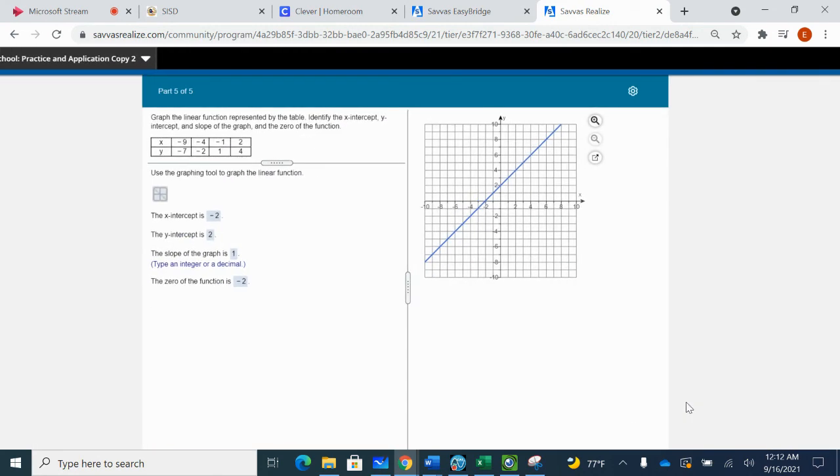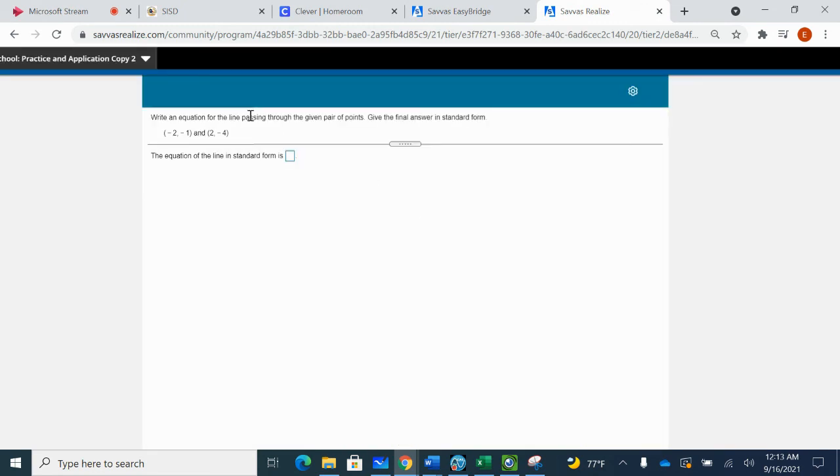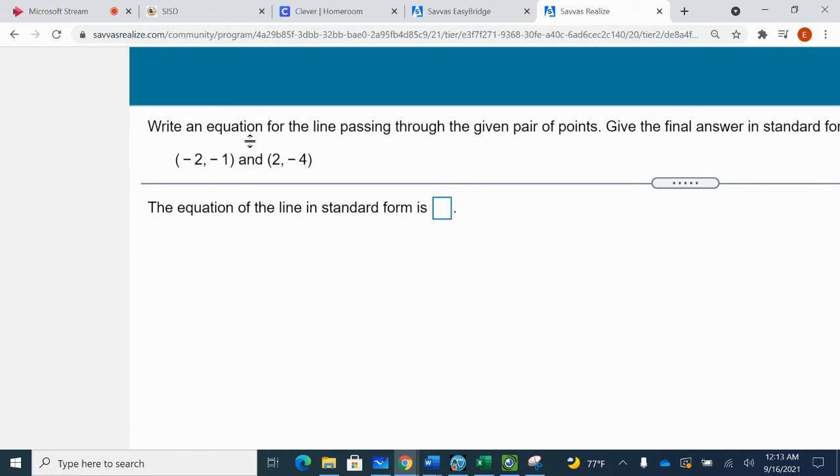Check it and we're done. How much time we got? 12. Let me see this problem. All right, so looking at this one, it says, write an equation of the line passing through the 2 points given, and give the answer in standard form. All right. So here, this won't take me a while, so I'll start on the new video. Give me 1 second.